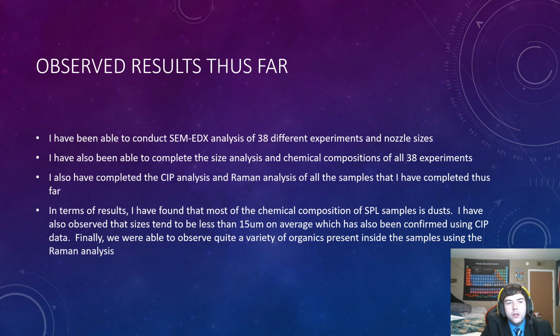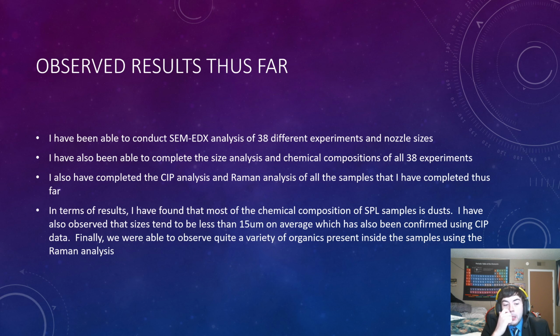All right, so far I've been able to do SEM EDX analysis of 38 different experiments, that's 100 particles on each experiment, and that also includes the different nozzle sizes for the same experiment. So we could have SPL 49, and then there's the 0.6 millimeter nozzle output experiment, and then the 0.2 millimeter nozzle output. I can go into the PCVI in depth more later if you want, because I realize I did not put much information about that. But I have also been able to complete the size analysis and chemical composition of all 38 of those experiments. I did the CIP analysis of them, and the Raman analysis of them.